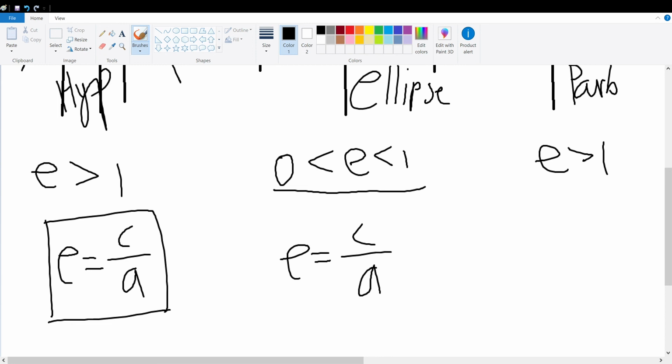And finally, we have the parabola, whose eccentricity will be e is equal to c over a, where the c distance will be 1 over 4a, and the a will remain as a within the general function of y equals ax squared plus bx plus c, or for any other general function represented for parabolas opening down, left, or right.